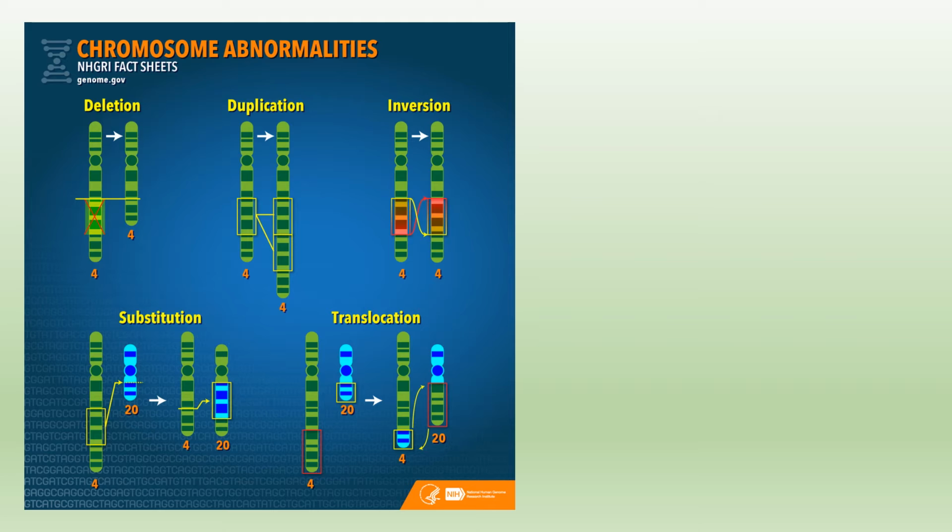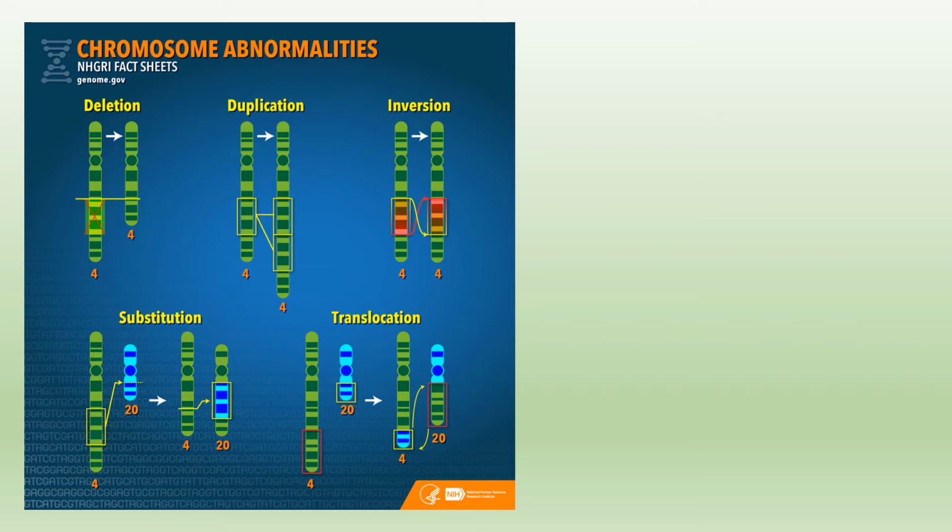This image shows you a bunch of different types of abnormalities. We can have a deletion, where a segment of a chromosome is lost. We can have a duplication, where you have an extra copy of a section of a chromosome. For some genes, the dosage matters. So if you have two copies of a gene, you might end up with too much of the protein it codes for.